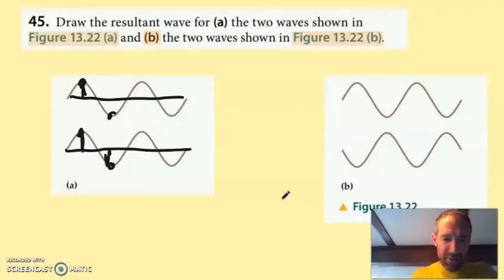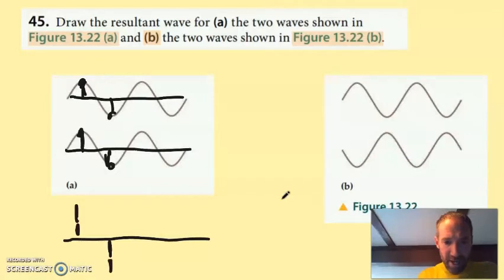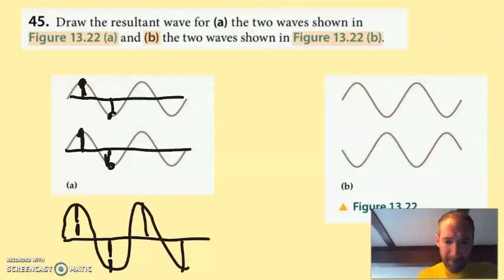looking at the amplitudes, the resultant wave is going to be 2 times as big on the amplitude. So 1 time, 2 times as big on the amplitude right there, and 2 times as big on the amplitude here, and 2 times as big on the amplitude there. And so it's going to be something like this.